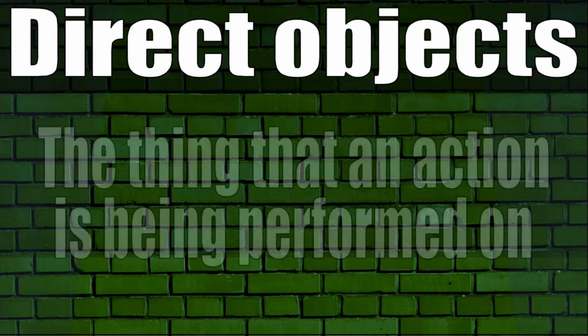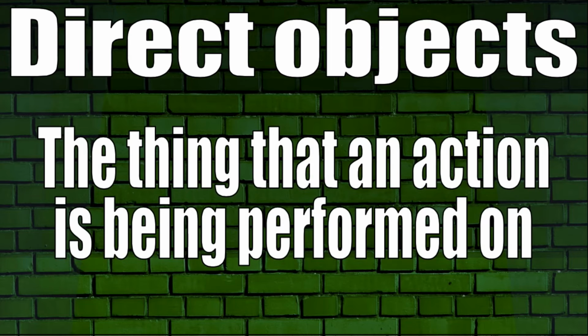Now I'm going to teach you about direct objects. This topic can be kind of tricky in Esperanto, but this is only due to the fact that direct objects are treated a little bit differently in Esperanto than they are in English. A direct object is the thing that an action is being performed on. It's basically the thing that's receiving an action from a verb.